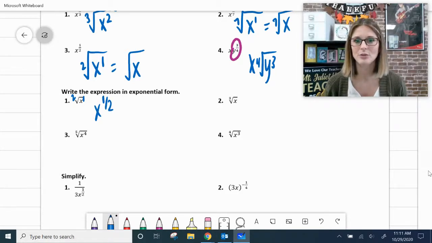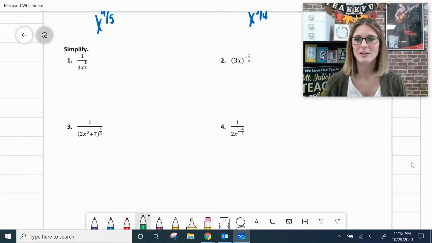Let's look at number 2. There's an understood 1 right there. So this is x to the, the index is my denominator, x to the 1/3. Number 3, the index is my denominator with x to the 4/5. Simple as this, just writing them in one version or the other. You have practice just like this on Delta Math. Number 4, x to the 3/4. I hope you're catching on, okay?